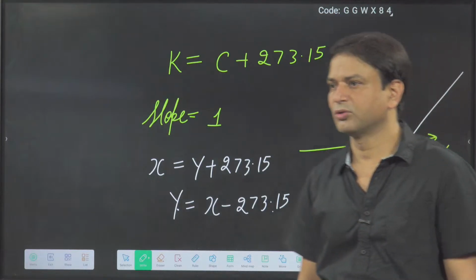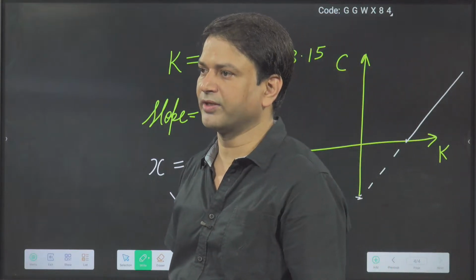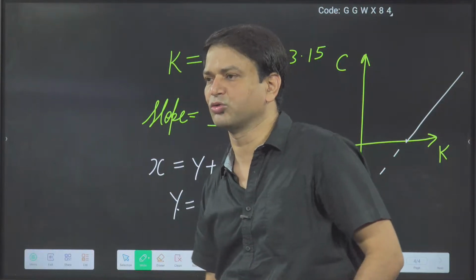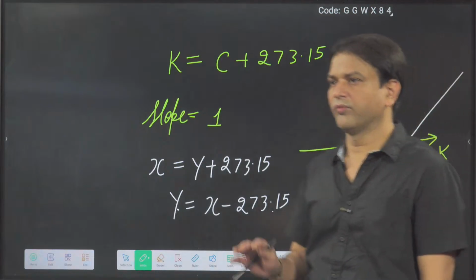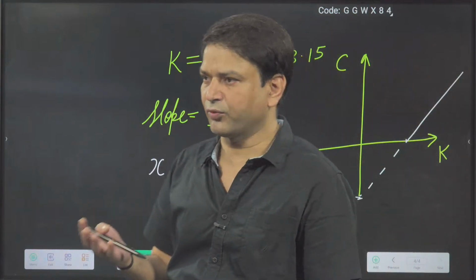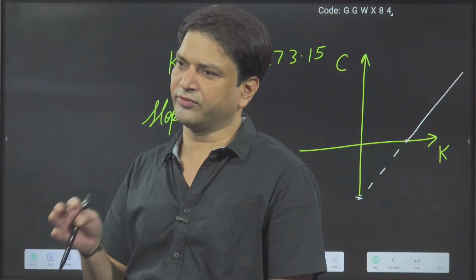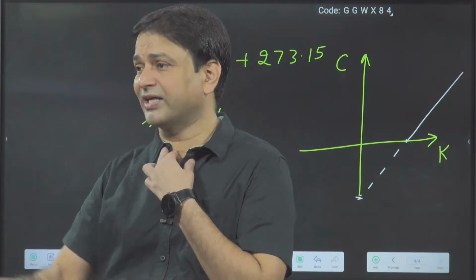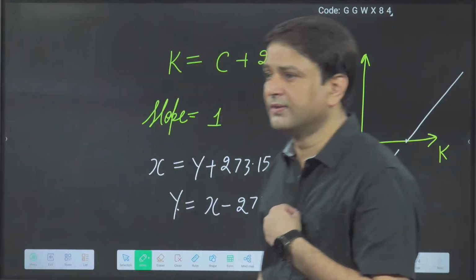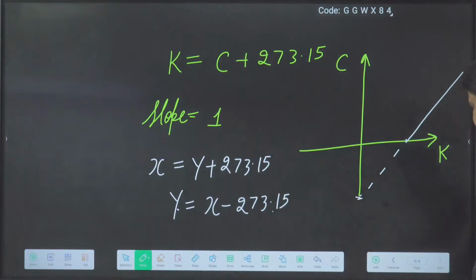X-intercept 273.15, y-intercept minus 273.15. So this is completed. Whether they are giving the straight line equation, we can draw the graph. If we have the graph, then we can write the equation. How to write the equation of a straight line? Now I will say.